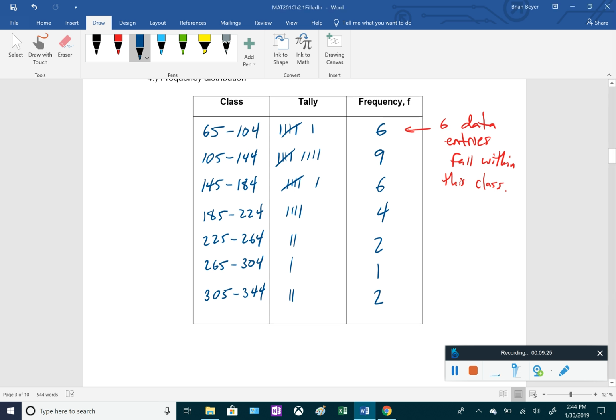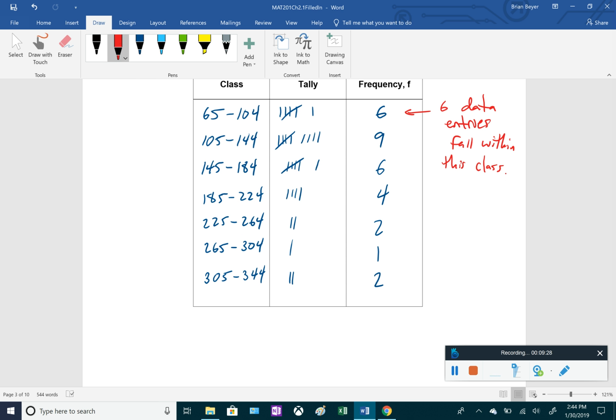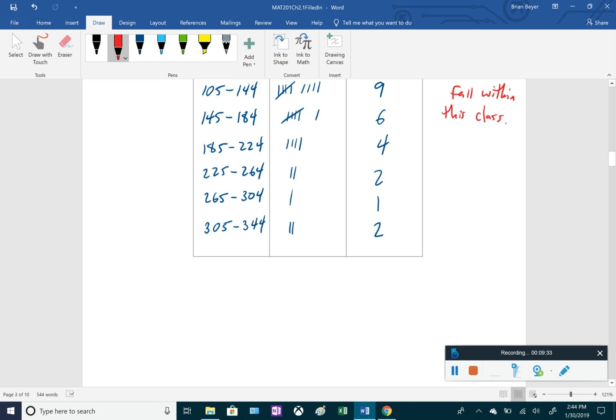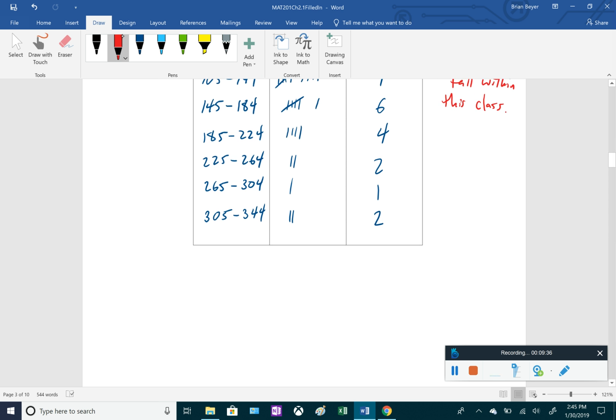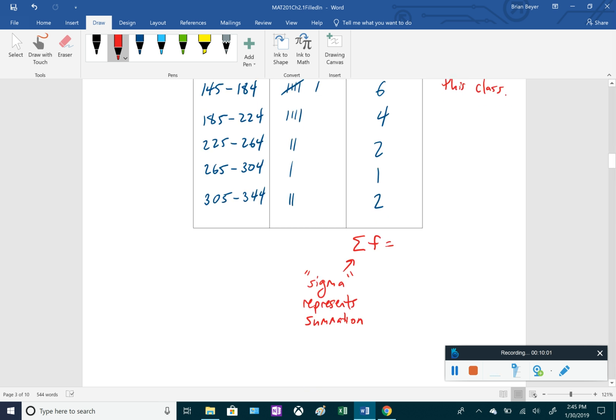Okay, so just one other thing here. If we went through and added up all of those frequencies, so this would be sigma f. So I'm going to use some math notation here. So what this means is, this is the Greek letter sigma, capital sigma. And if you don't know, it represents a summation, which means adding. So what this means is we're going to add up this whole frequency column, and we would get 30 if we added all these numbers right above in that last column.